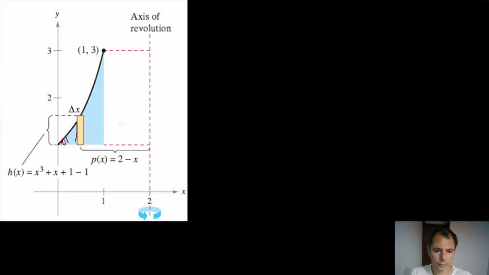But anyway, in this case it's a coincidence, guys. When x equals 1, the distance is going to be 1. But when x equals 0, the distance is not going to be 0. The distance is going to be 2, which is 1 plus 1, right? So that's why p of x is 2 minus x.